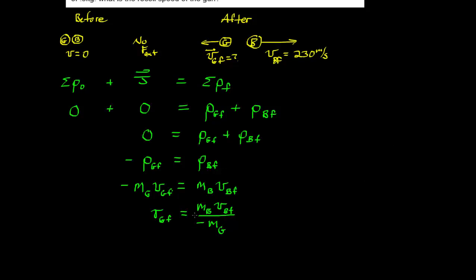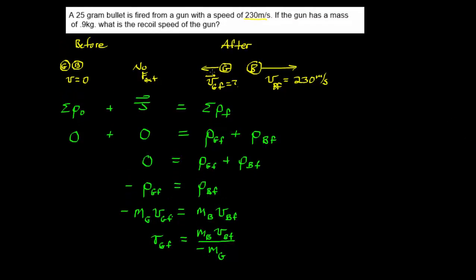So what's this negative do? Well, the negative makes the velocity of the gun negative. So that matches my picture, so we're all good. Just remember that the mass of the bullet is 25 grams, which equals 0.025 kilograms. All right, let's do one more.